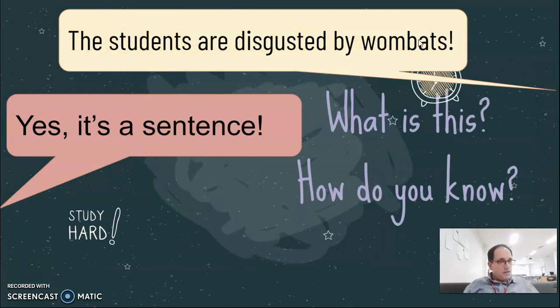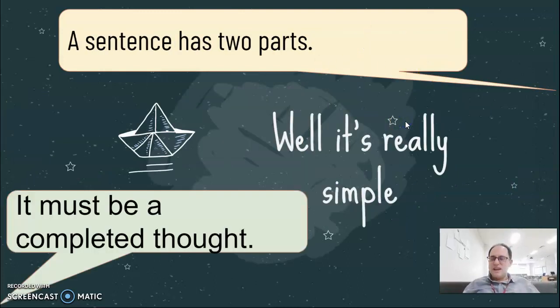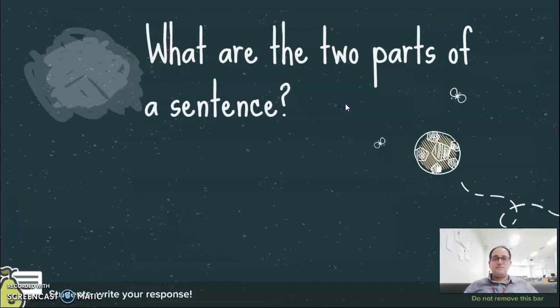Let's go back to that. The students are disgusted by wombats. Now, we'll look at the 2 parts later, but is this a complete thought? When I read this, does it feel like I need any more information? No. This is enough for me. The students are disgusted by wombats. I can see them curling up their lips like they're smelling something bad. So, it must be a completed thought, and it has 2 parts. Then it's a sentence. Now let's look at these 2 parts. What are the 2 parts of a sentence? Now I know you guys are jumping out of your seats trying to answer this question, and let's quickly see if you are correct.